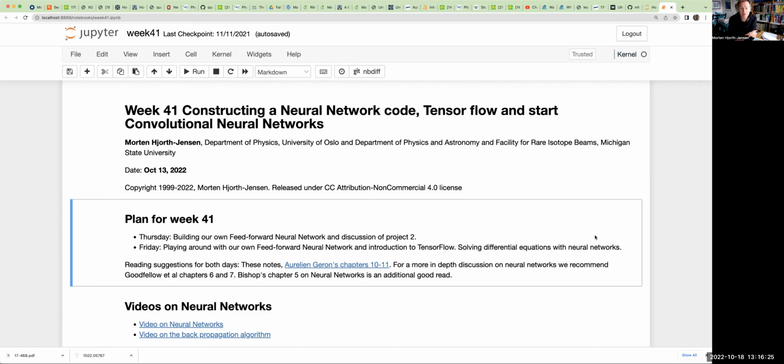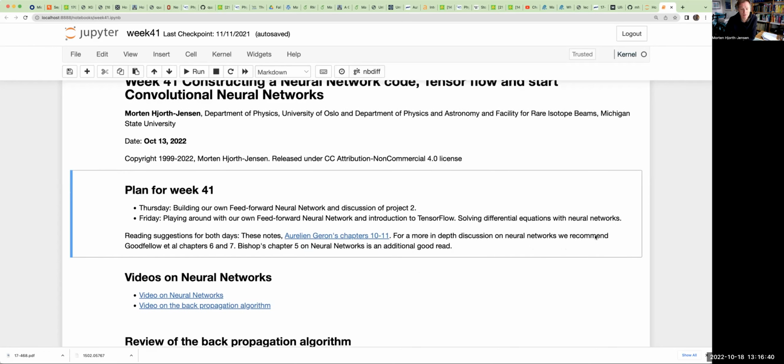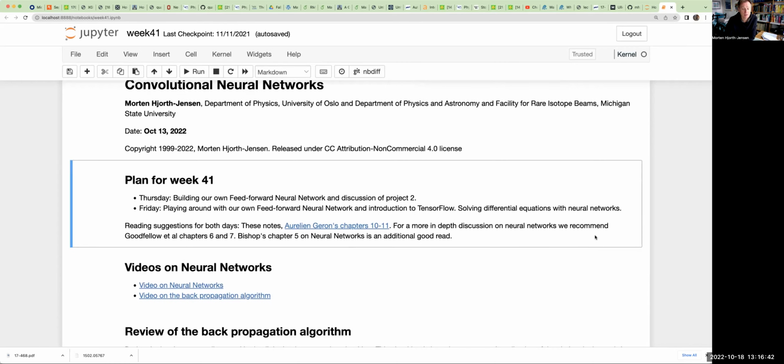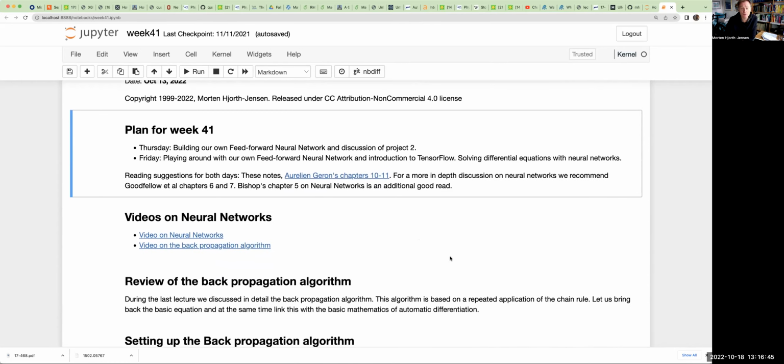So we are going to repeat some of the basic elements first, and then we are going to dive into the architecture of a neural network. Now in the slides which you have, and in front of you now you have the Jupyter notebook, which is the one we will spend most of the time on. The first thing we're actually going to do now is to have a review of the back propagation algorithm. And there are also some videos which you should feel free to look at. There's an excellent one on the basics of neural networks, and then there's another video on the back propagation algorithm.